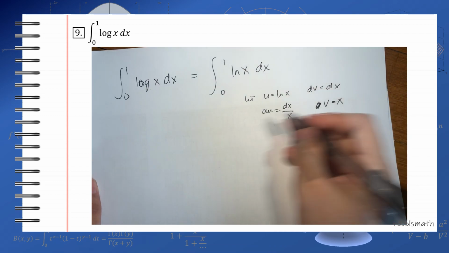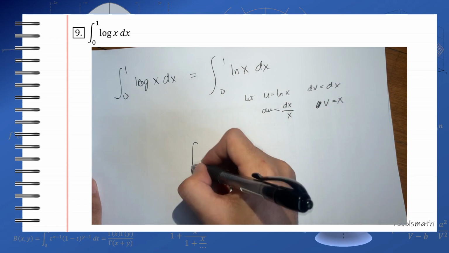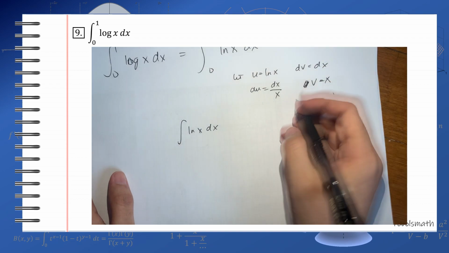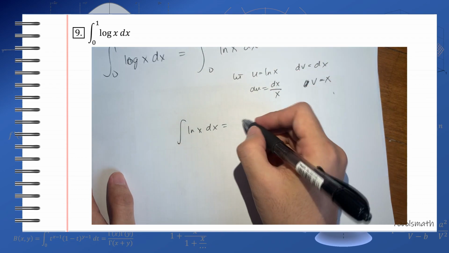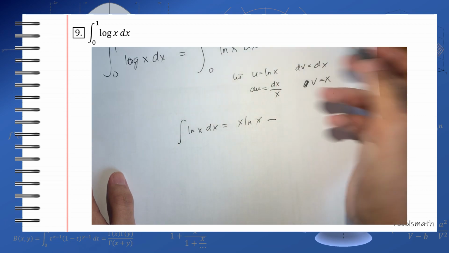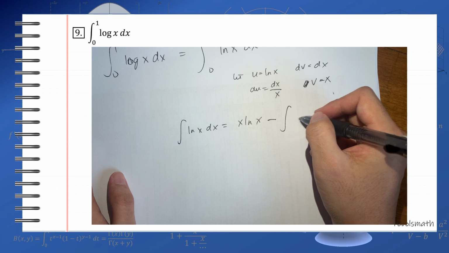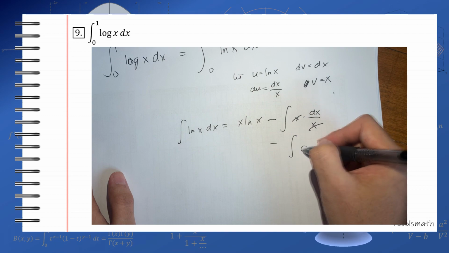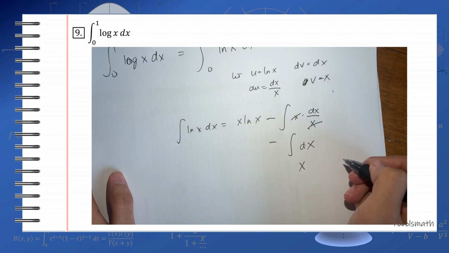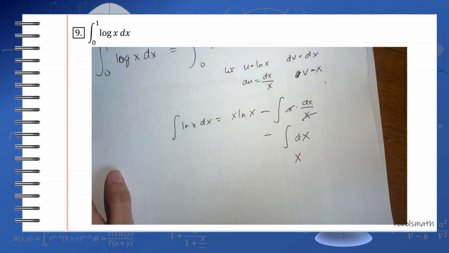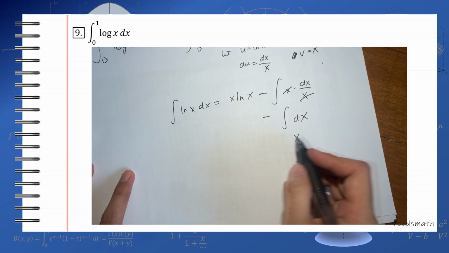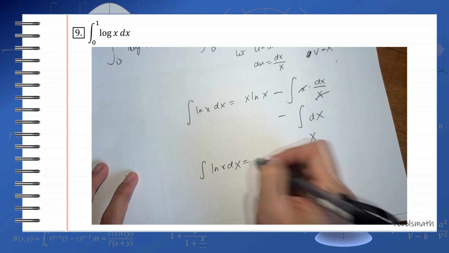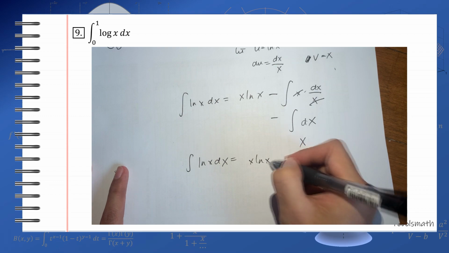So the integral is the integral of ln x dx. I will just consider first the indefinite integral. So uv, that's x ln x minus the integral of v du, x times dx over x. This cancels out. So this becomes the integral of dx, which is just x. I'll just omit the plus c. So essentially, the integral of ln x dx is equal to x ln x minus x.